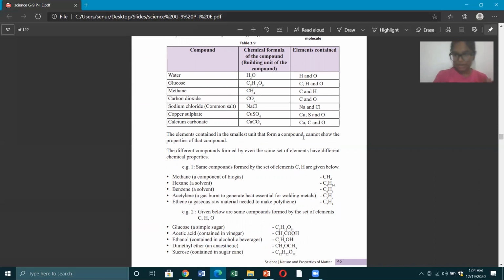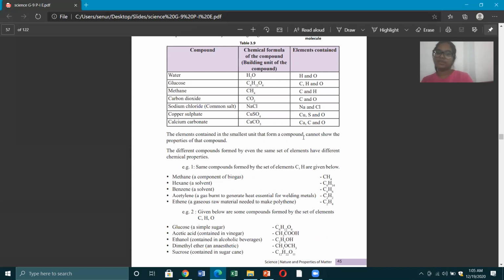Na is one element, which is sodium, natrium, and Cl is chlorine. Okay, NaCl. And then you have copper sulfate. It's CuSO4. Cu, it's the same. There, it's been derived from its Latin name. So there are three elements: Cu, S, which is sulfur, and O, which is oxygen.